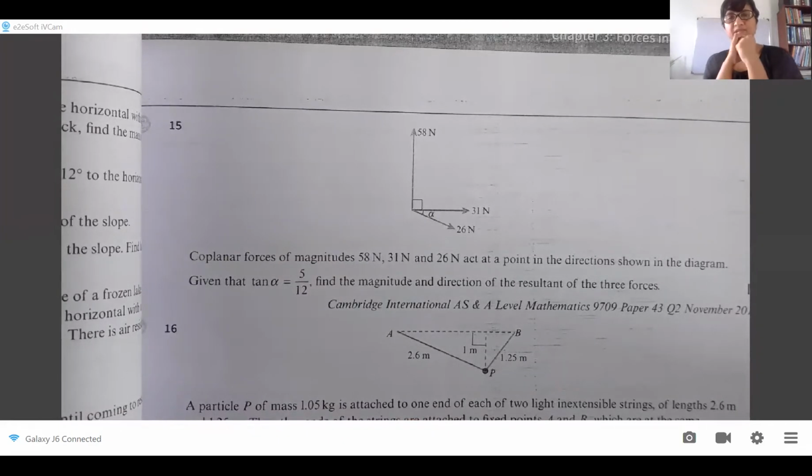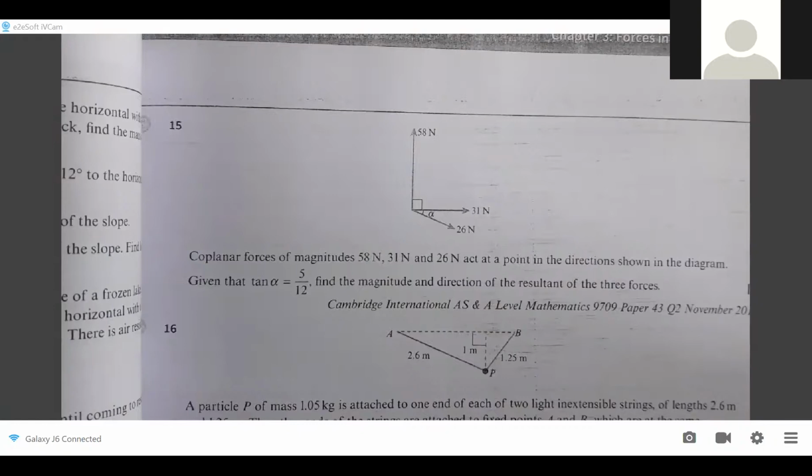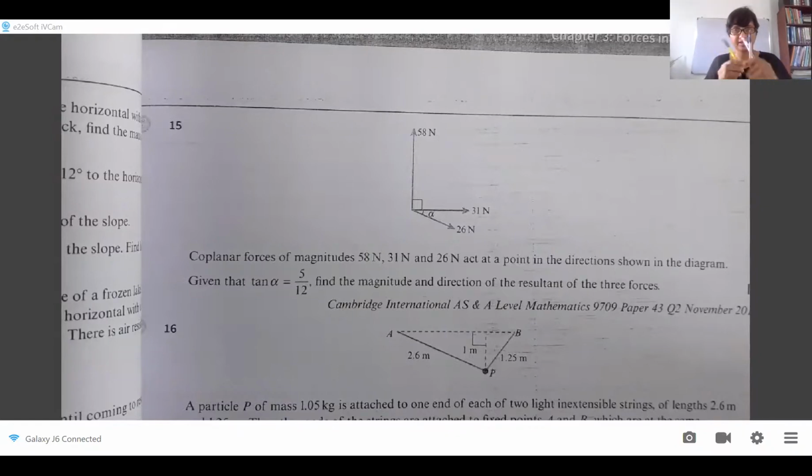So number 15. Can you start that? Now, there is a word here, coplanar forces. It only means that these forces act on one plane. You can't have forces acting in 3 dimensions. These are forces acting in 2 dimensions, in one plane. Then you can resolve them into two perpendicular directions to find the resultant. The forces that are in equilibrium are acting in one plane. That's the meaning of the word coplanar.